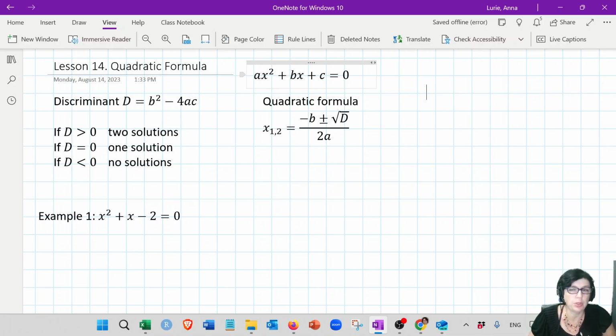Once you compute it, you decide. If it's positive, that means you have two solutions. If it equals 0, then it's only one solution. And if it's negative, then there are no solutions at all. And that's what you put. You just put something like DNE, and that's it.